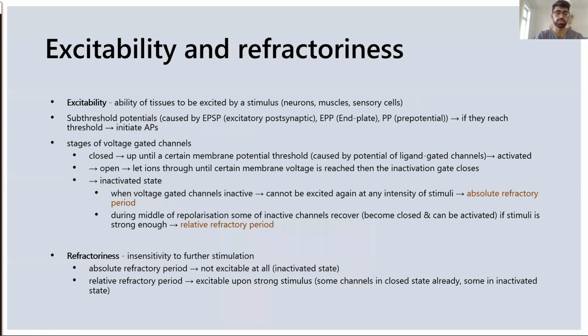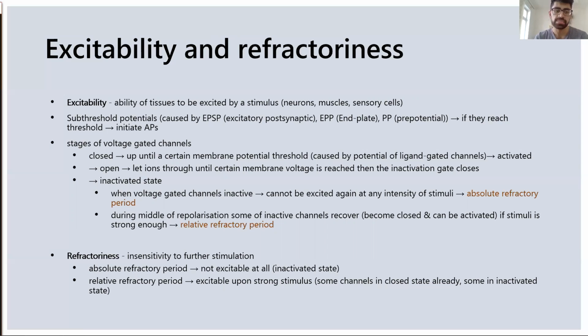So now let's look at this again. This kind of just summarizes what I said. When the voltage-gated channels are inactive, the cell cannot be excited again by any intensity of stimuli. This is what's called the absolute refractory period. However, during the middle and the later part of repolarization, if the stimulus is strong enough, like I said, then we can have another action potential. This is what's called the relative refractory period.